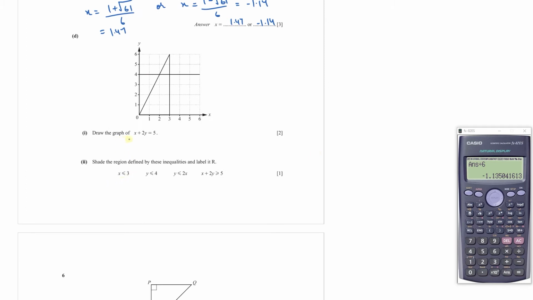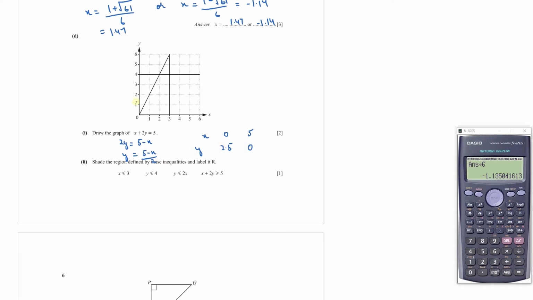Part D is draw the graph of x plus 2y equals to 5. So this means I can make y the subject of this equation. So I have 2y equals to 5 minus x, and y will be 5 minus x over 2. So if I have x equals to, let's take any 2 points. Let's take 0 and let's take 5 here. So y value will be 5 minus 0 over 2 will be 2.5. And then 5 minus 5 will be 0, and 0 divided by 2 will be 0.